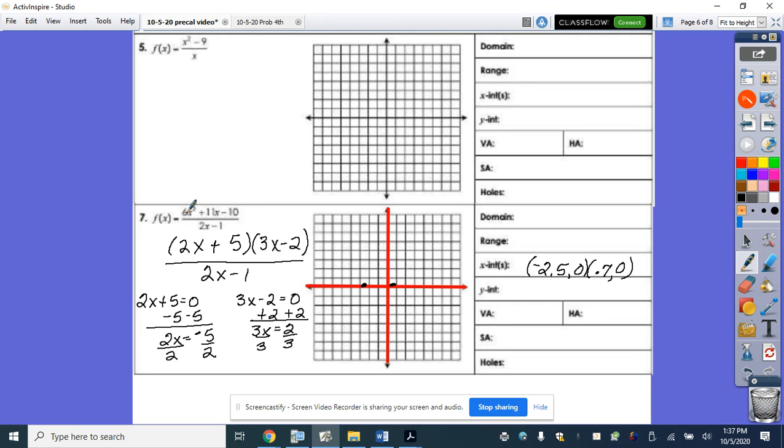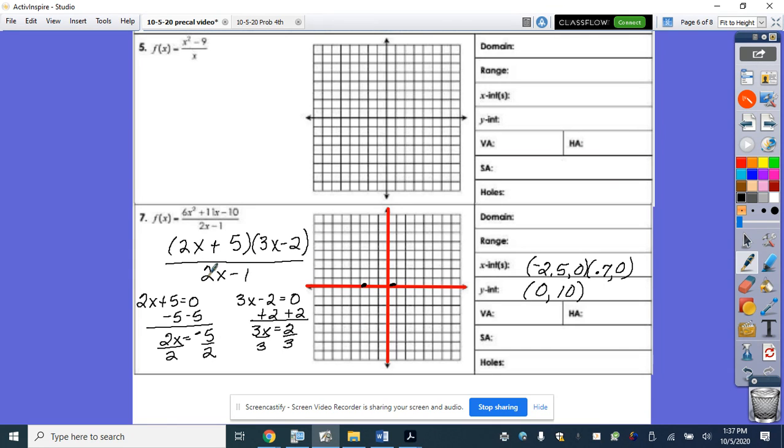So if I fill in 0 here, 0 here, 0 here, I get -10 over -1, which is 10. So this is 0, 10. And actually, he's not going to fit on my graph, so I'm just going to leave him off. He's going to be down here off our graph somewhere.